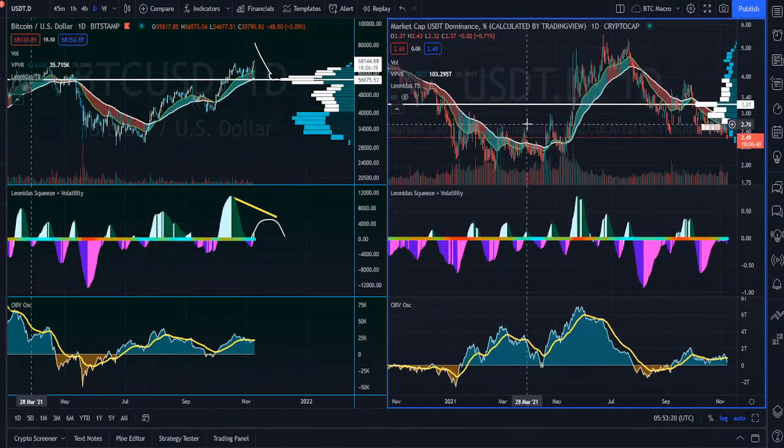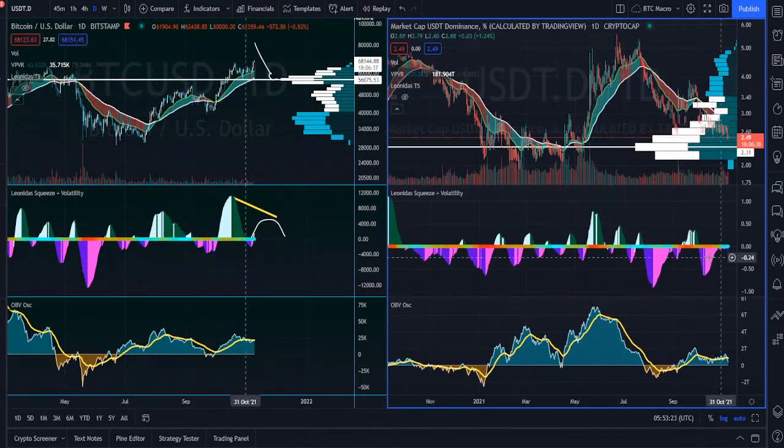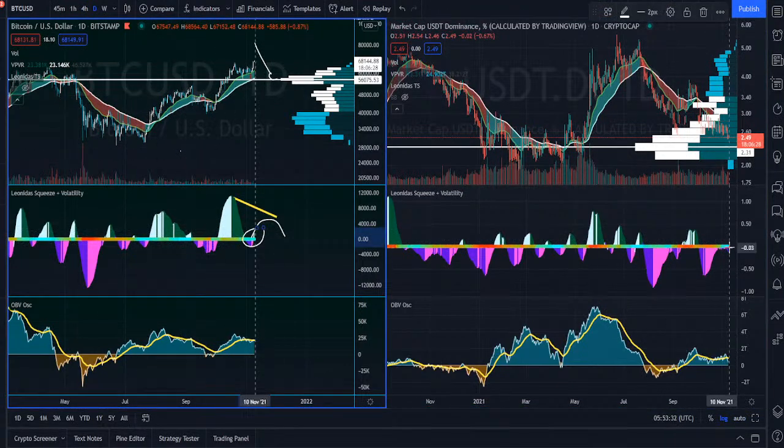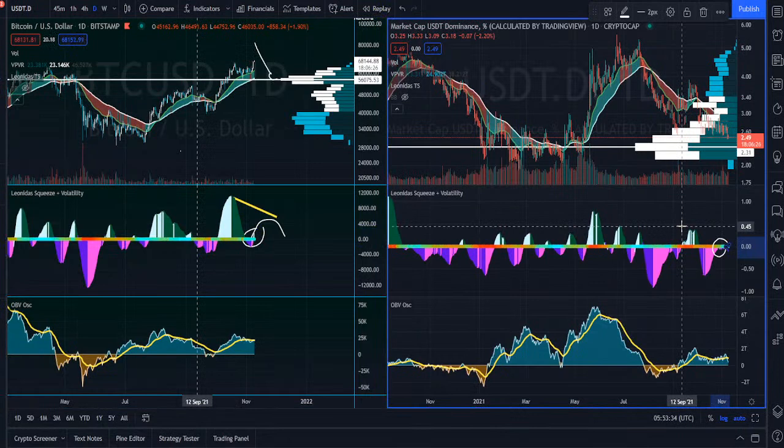As you can see here, be careful with this because I said volatility is decreasing in USD dominance. So volatility is decreasing as well on Bitcoin here. So we have similar setups on the opposite side, right? So be careful with this.